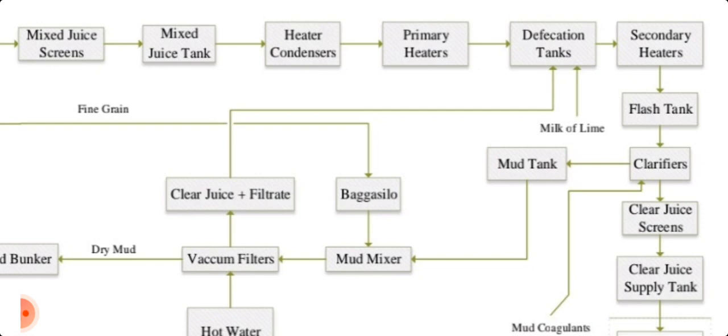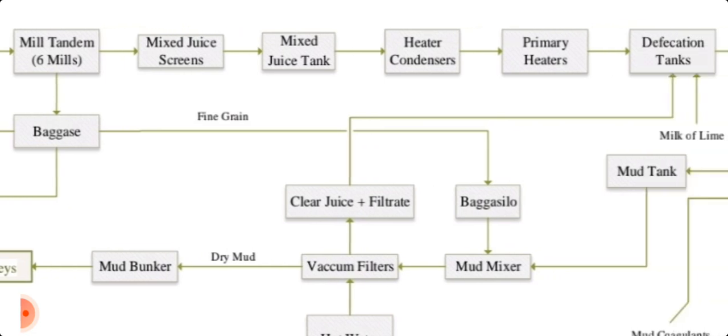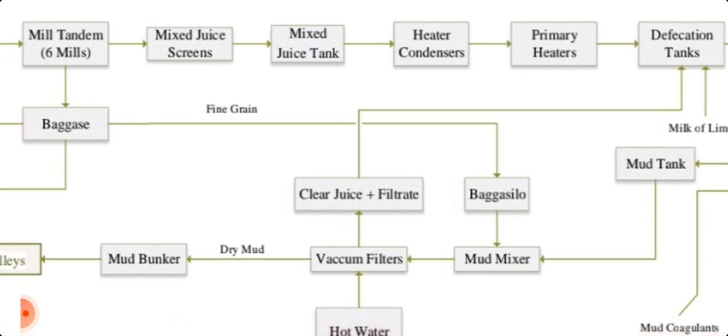From the clarifiers, you can collect the mud in the mud tank. From the left side you can see the mud tank. From the mud tank it goes to the mud mixer. We keep fine pieces of bagasse, and its name is bagacillo. That bagacillo is added in the mud mixer. Mud from the SRI clarifier comes through the mud tank to the mud mixers, and the fine-grain bagasse, bagacillo, is added to the mud mixer. Then it is mixed up and sent to the vacuum filter.